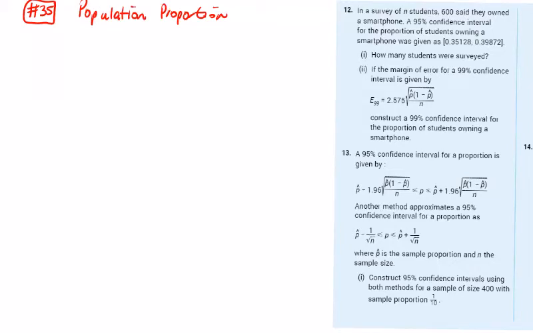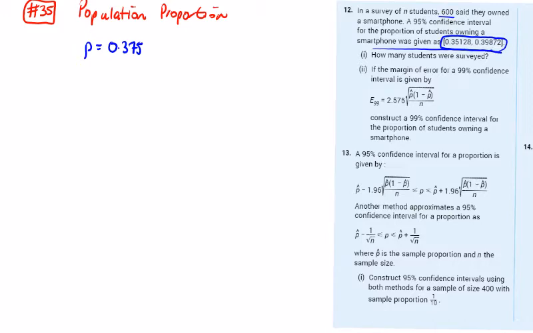Population proportion video. In a survey of N students, 600 said they owned a smartphone. A 95% confidence interval for the proportion of students owning a smartphone was given by these two values. If we add those two values together, we get the midpoint. Just doing it on the calculator here, the midpoint P is 0.375. So 600 is 0.375.